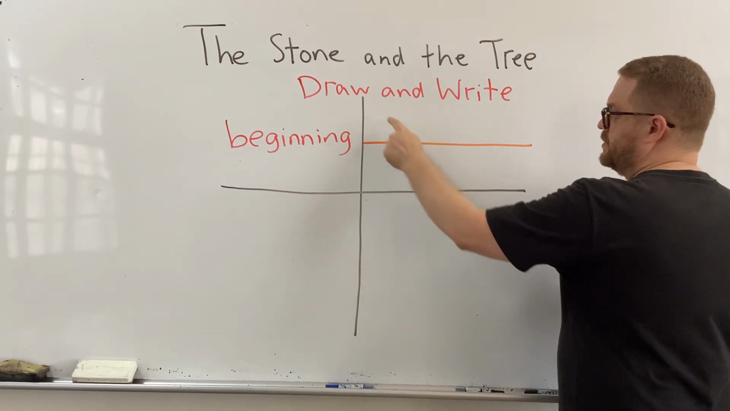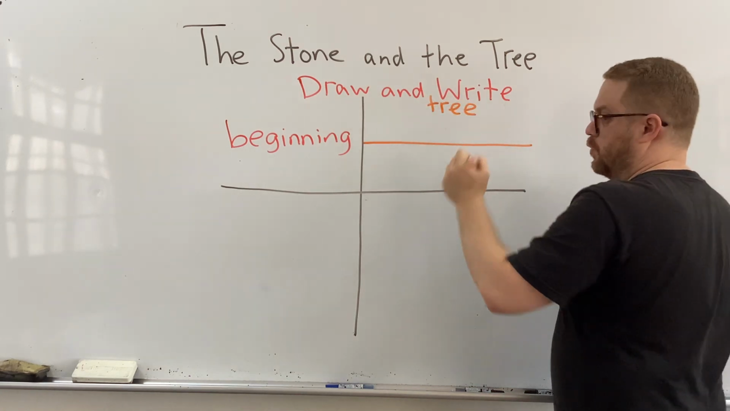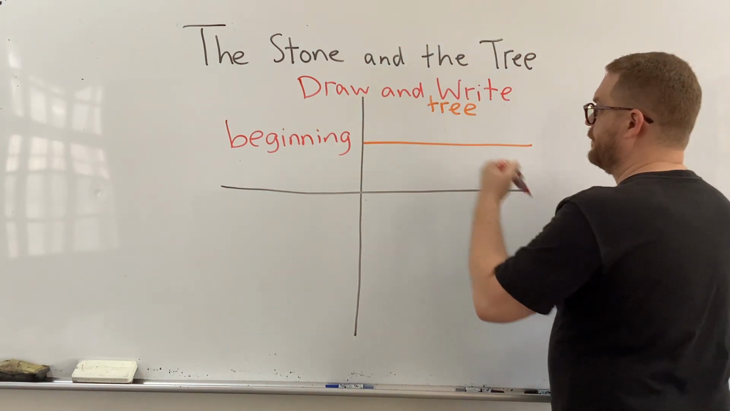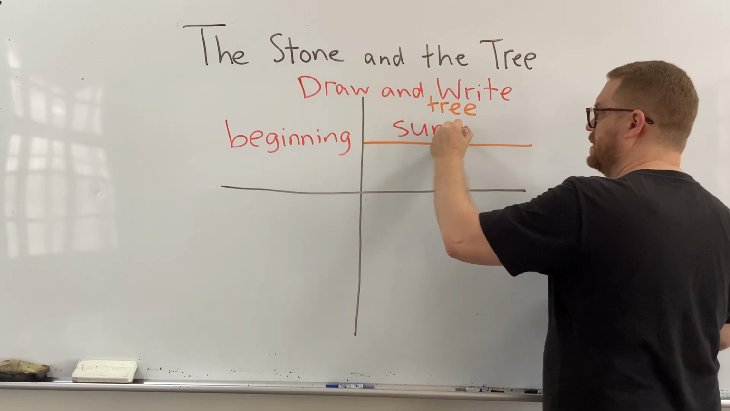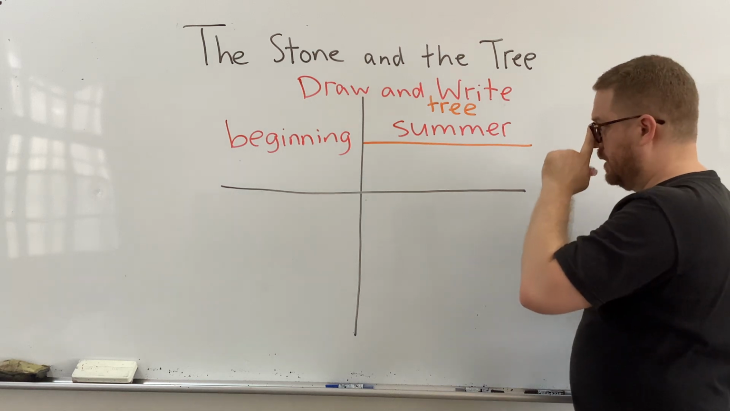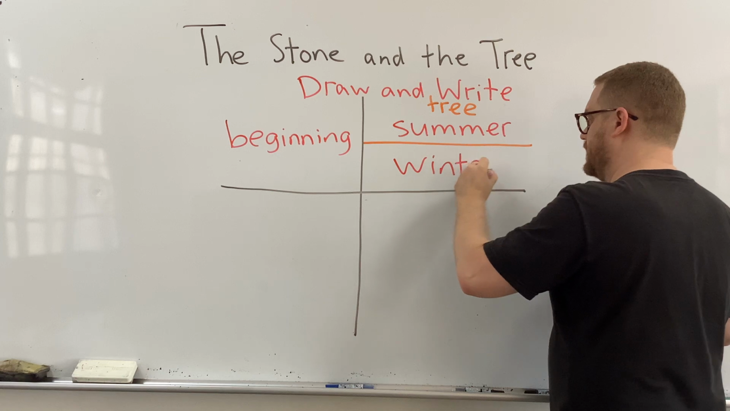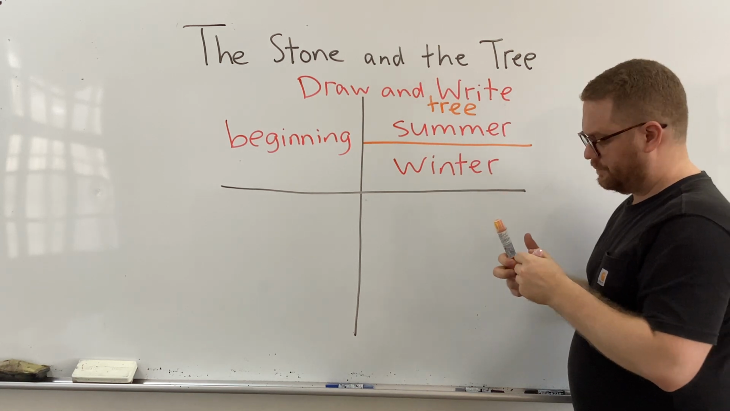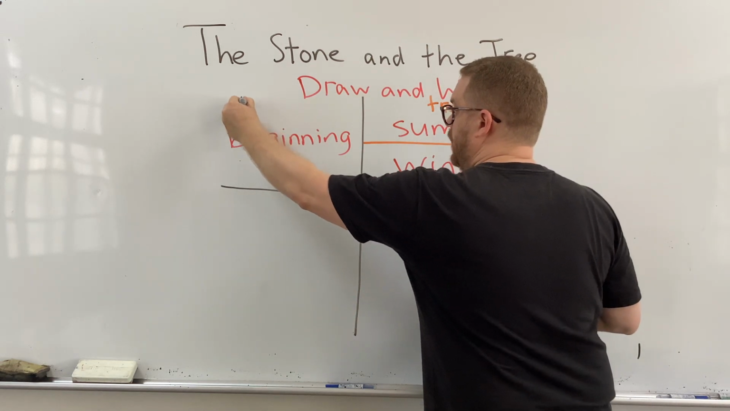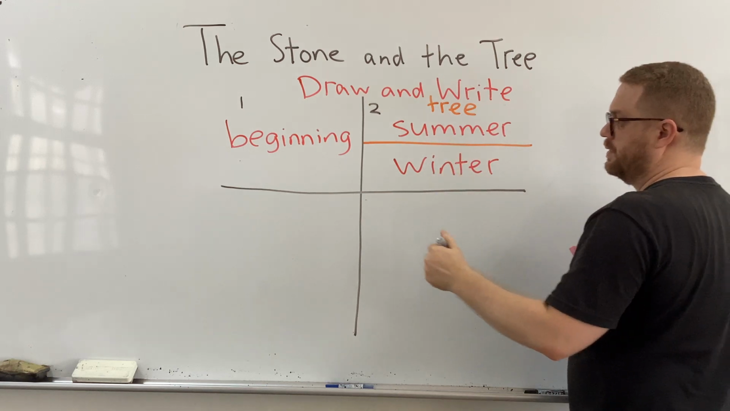Okay, this number 2 is going to be with the tree. So when the stone and tree were together. Okay, the first part is what happened when the stone and tree were together in the summer. And then, what happened when the stone and tree were together in the winter? That's number 2. I'll write it for you. So we have number 1, the beginning. Number 2, with the tree in summer and winter.